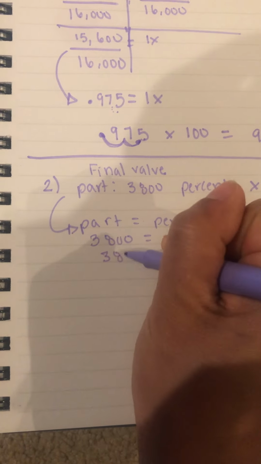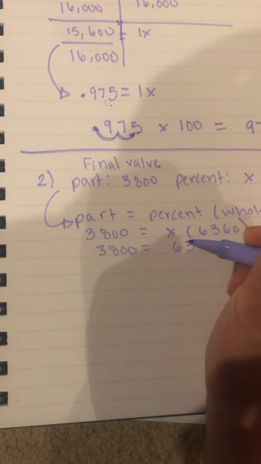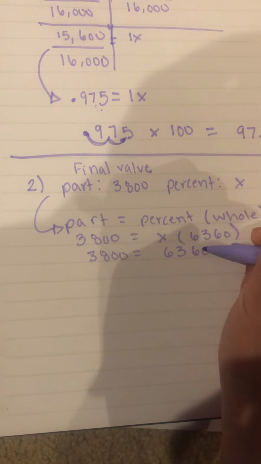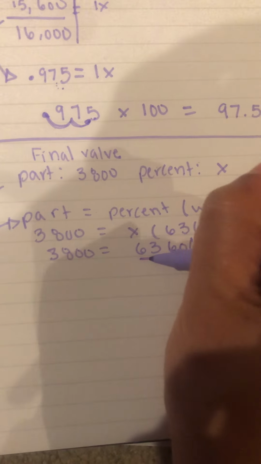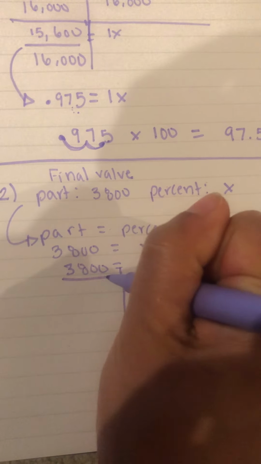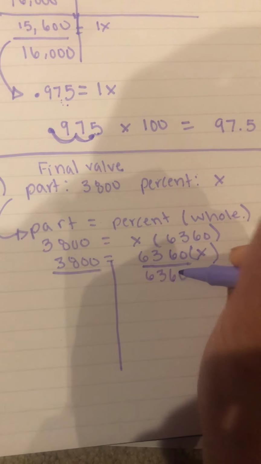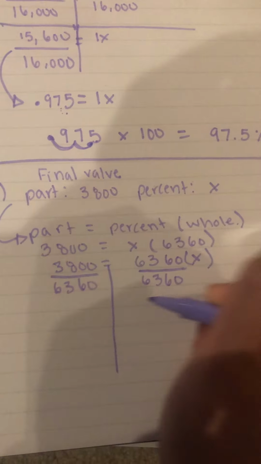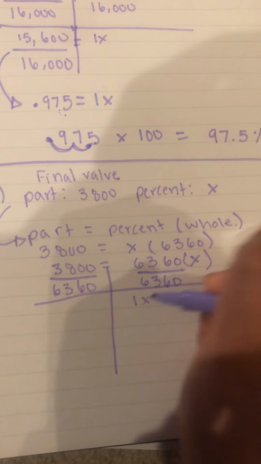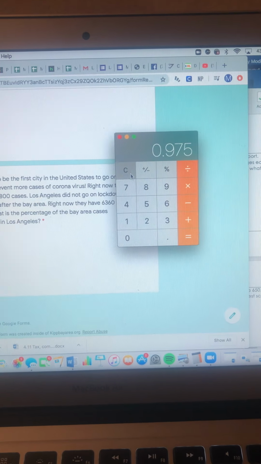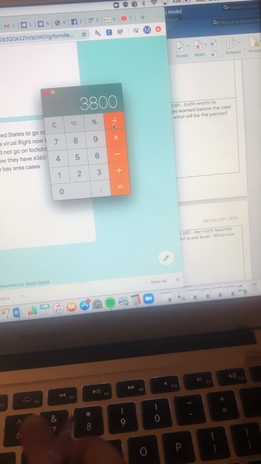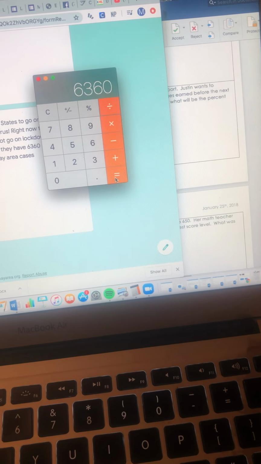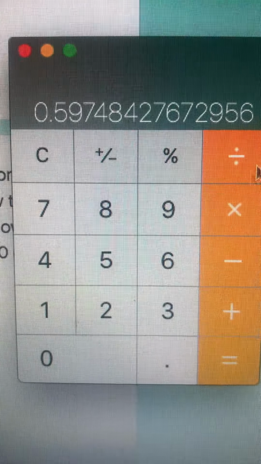And then we're going to rewrite it because the coefficient should always be to the left of the variable. So I'm just rewriting it here: 6,360 times X. And if we want to find the percent, I'm going to divide on both sides. So I figure out what is 1x. Okay. And we get 1x here because any number divided by itself is 1. And then I'm going to divide. These are, again, big numbers, so we're just going to use our calculator. And we have 3,800 divided by 6,360. Okay, so what happens here is we get this humongous number.